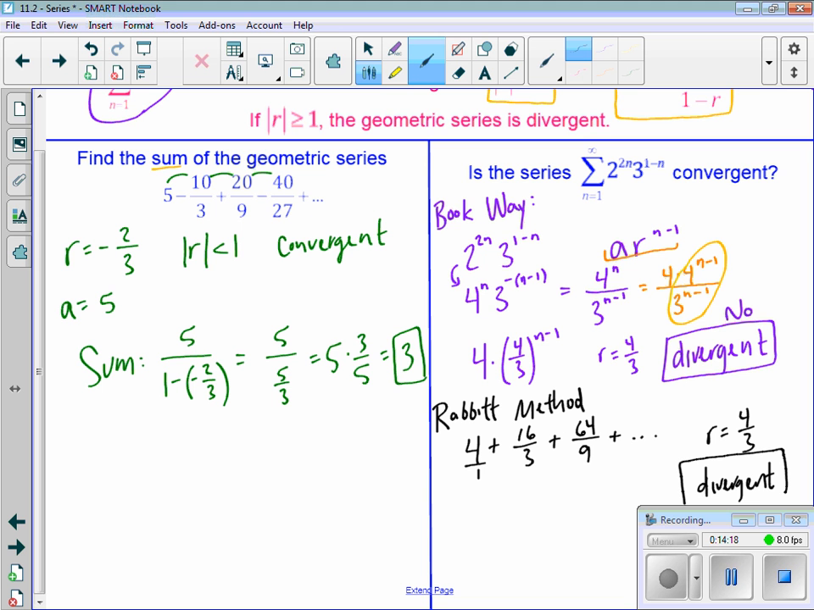So either of those is fine. If you want to challenge yourself and try to do it this way, that's fine. This is going to be the more efficient way, probably, when you get to your AP test. So questions on that? Okay. Let's do the next one here too.